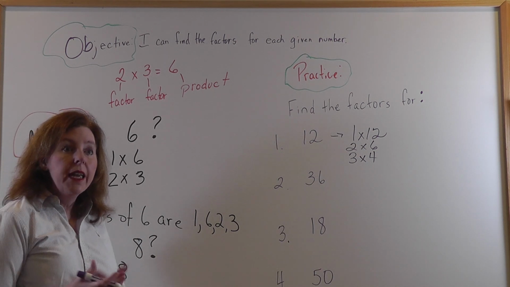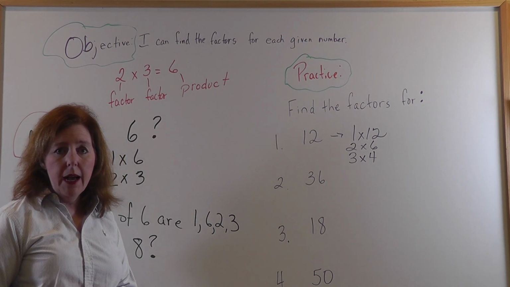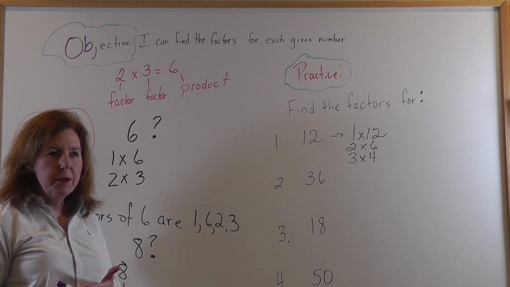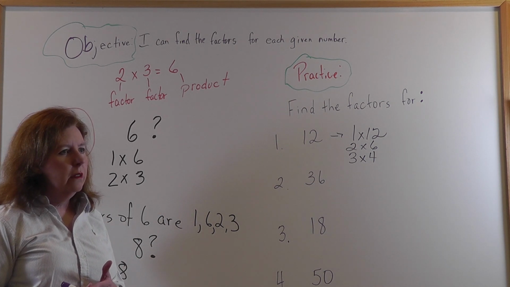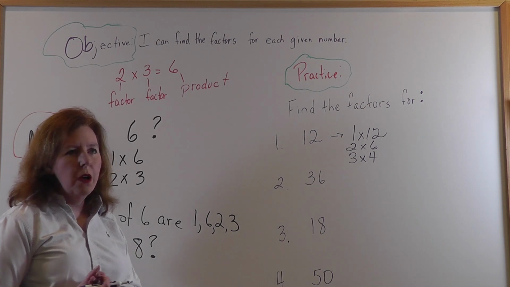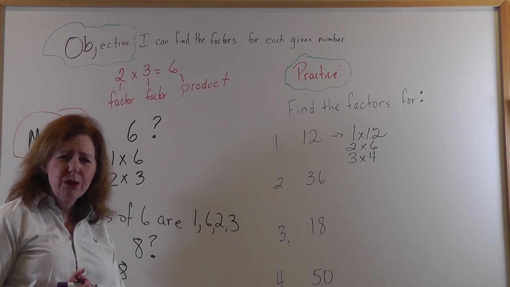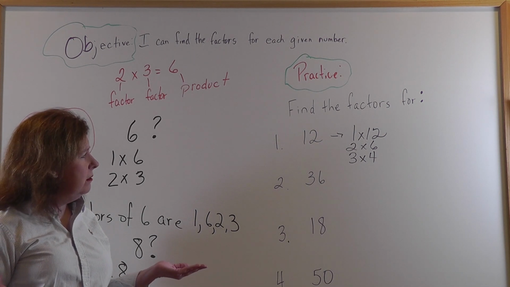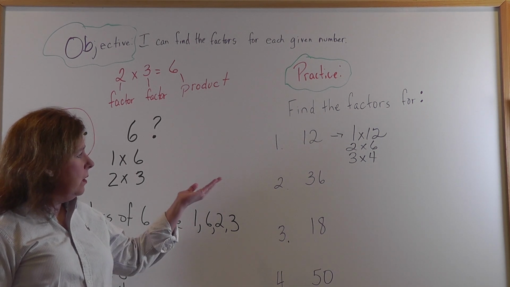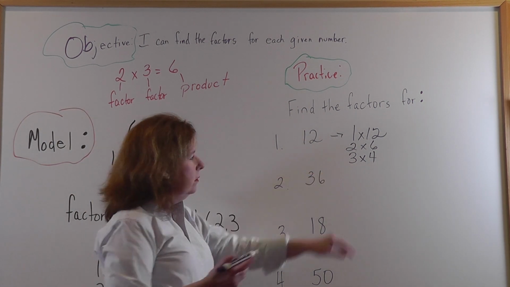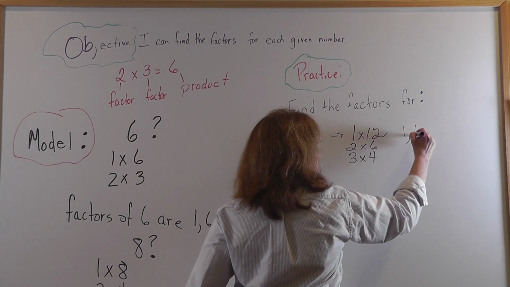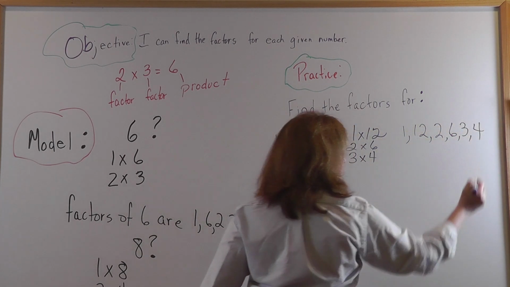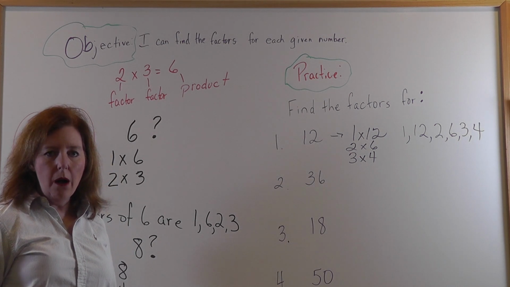And then I think to myself, are there any other numbers that I can multiply to get 12? 5 times, what gives me 12? No, I can't do 5. 6, well 6 times 2 is 12. 7, no. 8 times, no. 9, no. 10, no. 11, no. So these are my factors of 12. So 1, 12, 2, 6, 3, and 4 are all factors of 12.